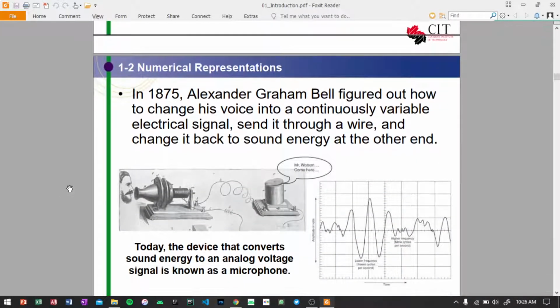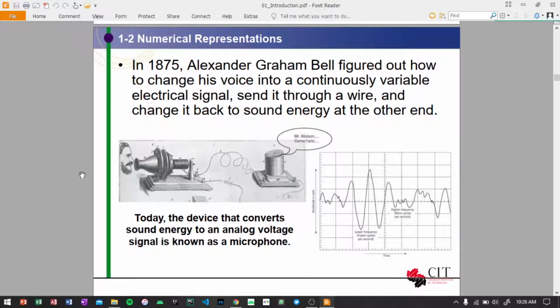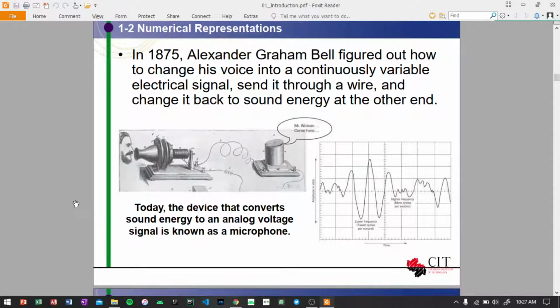In 1875, Alexander Graham Bell figured out how to change his voice into a continuously variable electrical signal, send it through a wire, and change it back to sound energy at the other end. Today the device that converts sound energy to an analog voltage signal is known as a microphone.